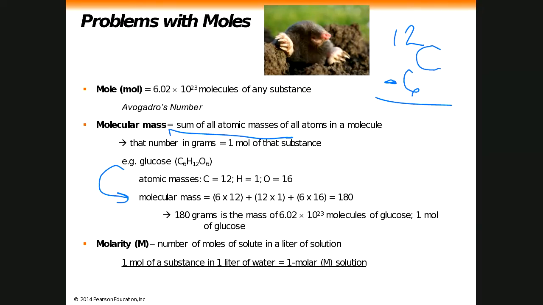Now here's what Avogadro said. I read about why he was able to say this, and I kind of understood it, but I don't want to confuse you with it. You can look online and see why this is the way it is.